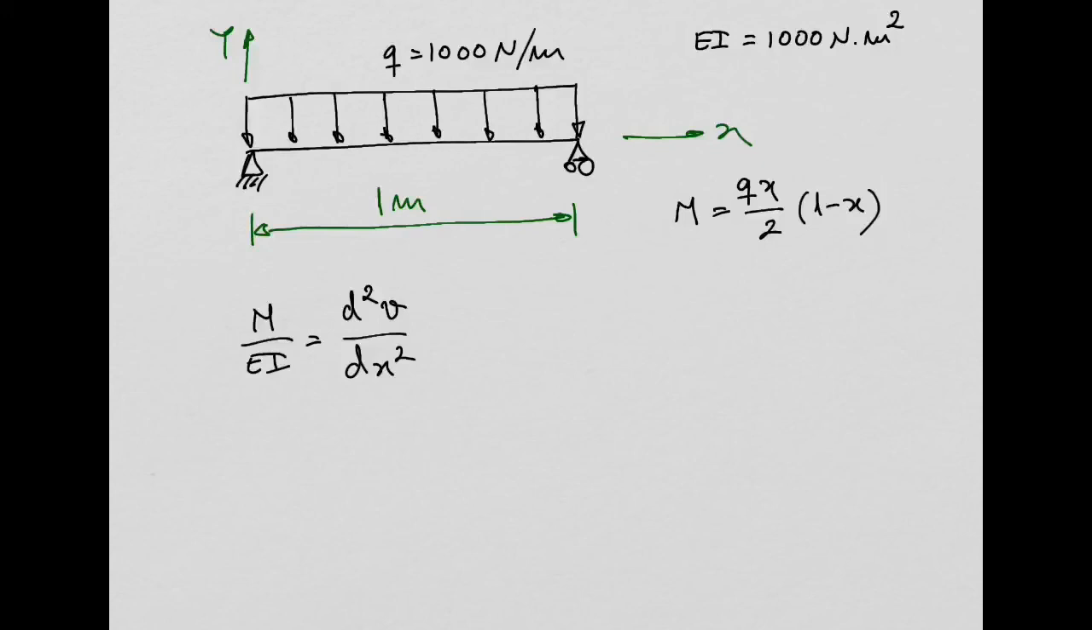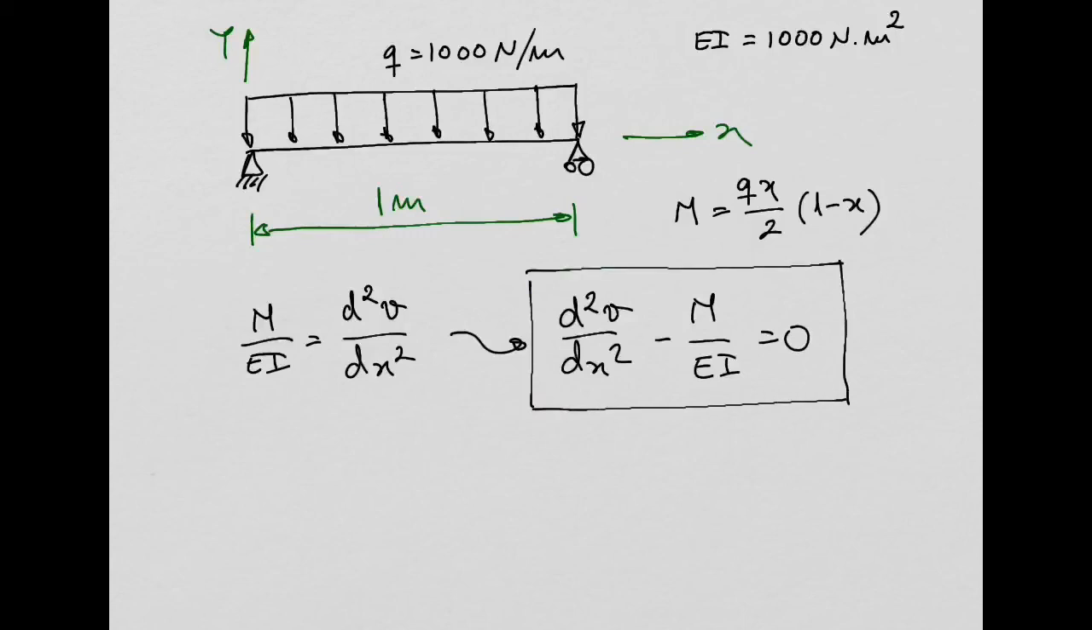So where is my differential equation? Well, my differential equation is when I send everything to the left-hand side that is non-zero. So I will get the second derivative of the deflection minus M over EI equal to 0. So this is my differential equation for beam deflection. This governs the deflection of my beam.